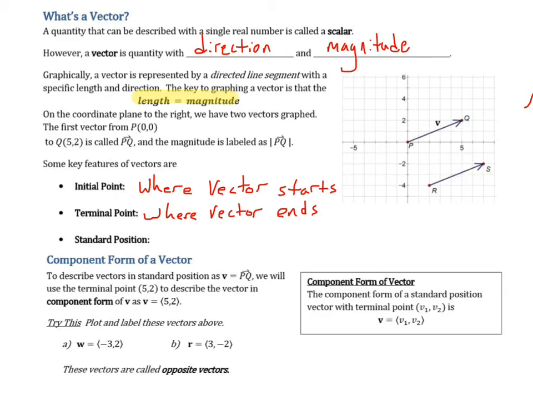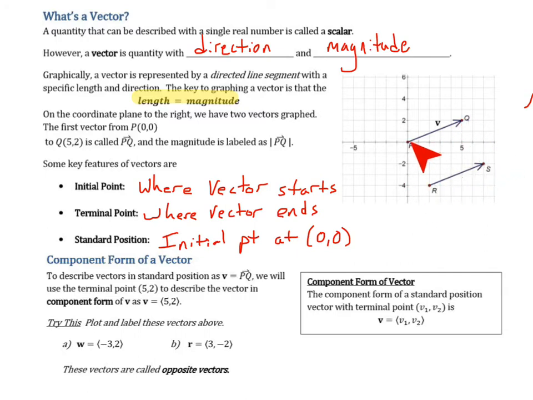Okay. When we have standard position, that means we have an initial point at 0, 0, okay, at the origin. So when the initial point is at the origin, we call that standard position. We have initial point at the 0, 0, all right? So this one is in standard position, this one's not.